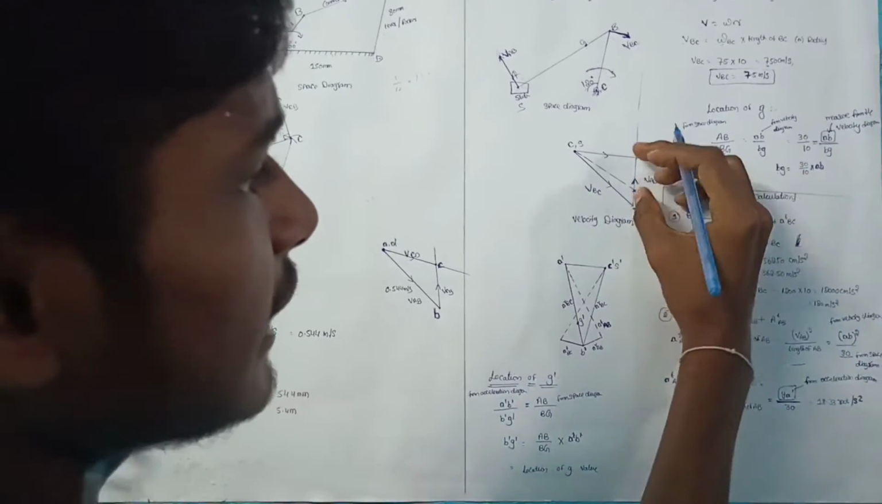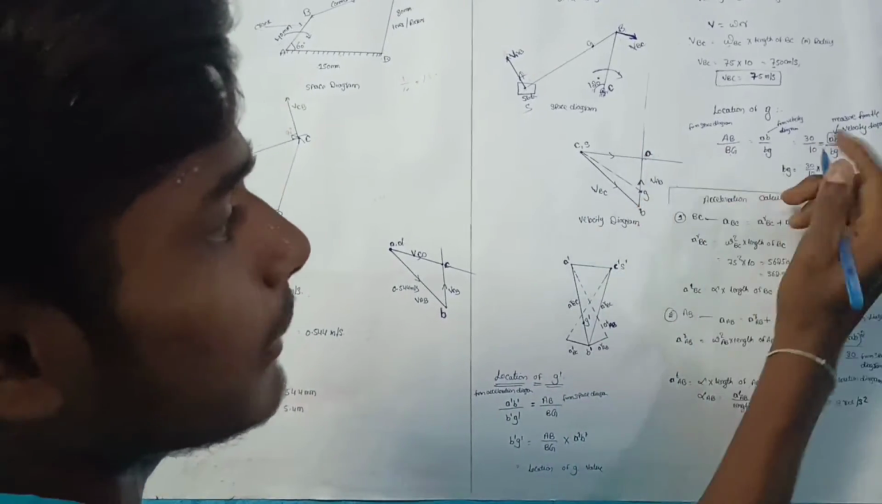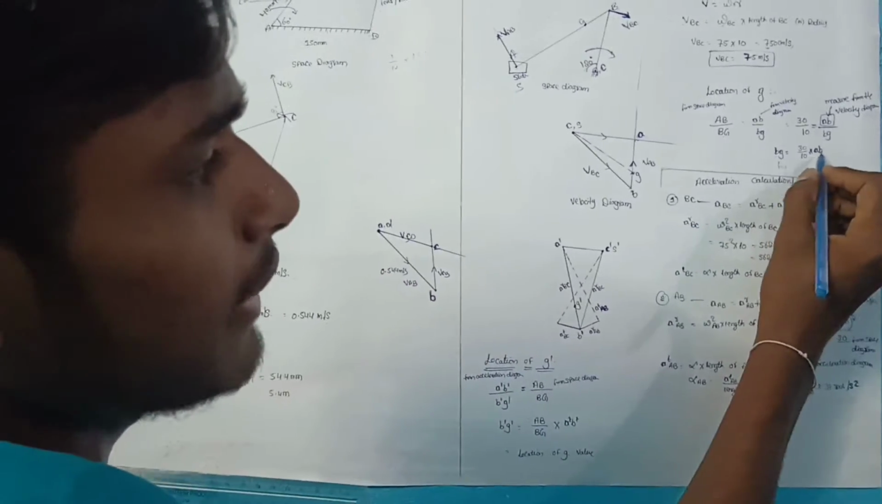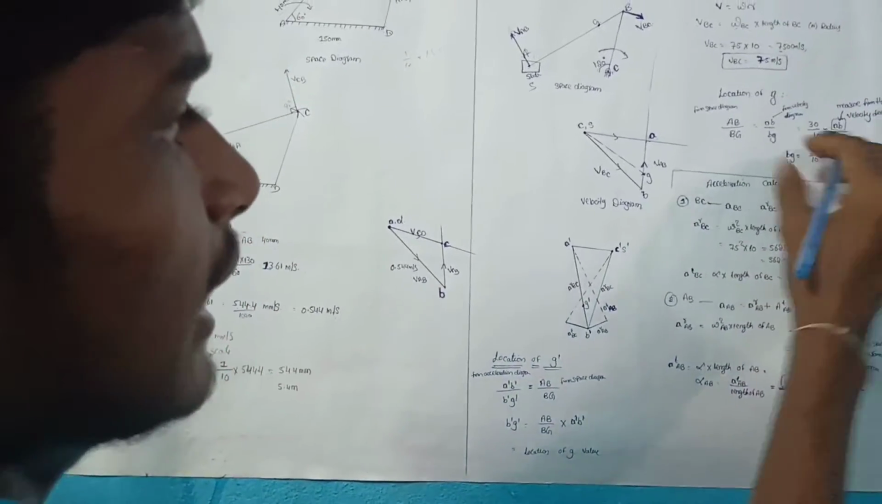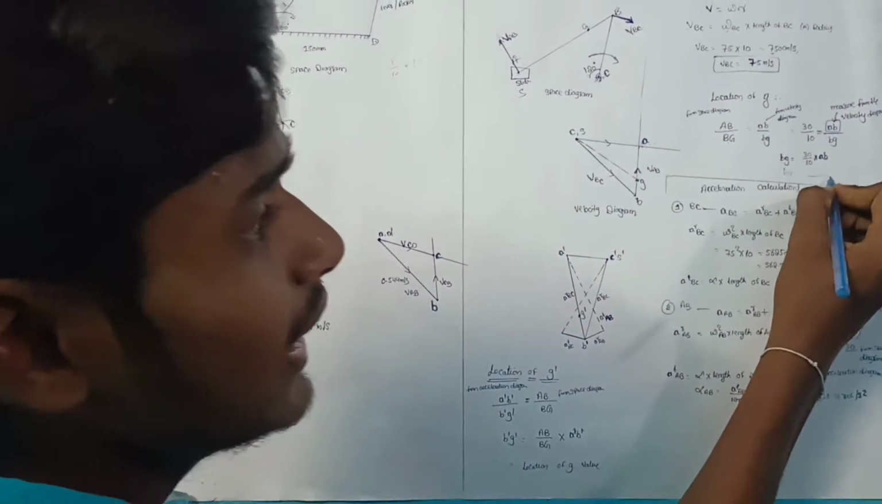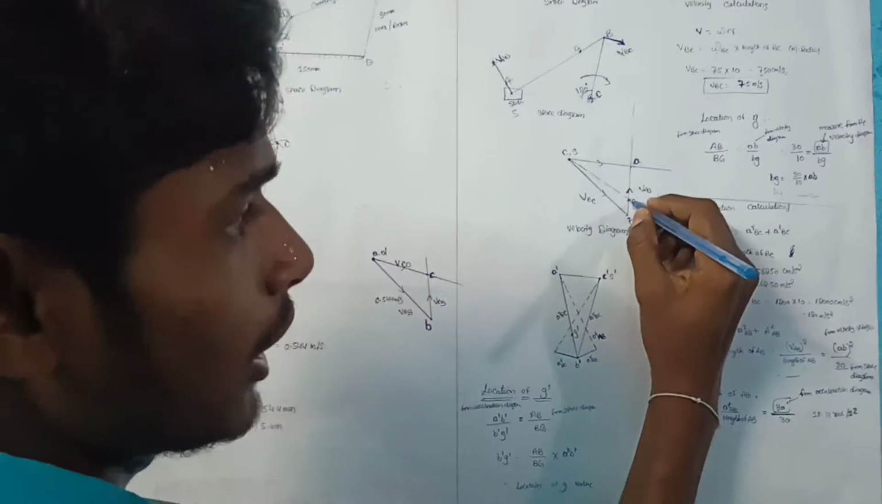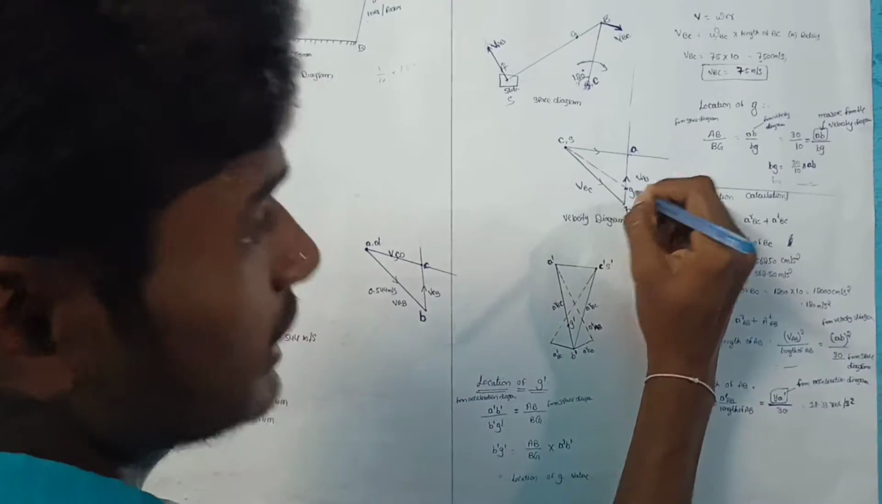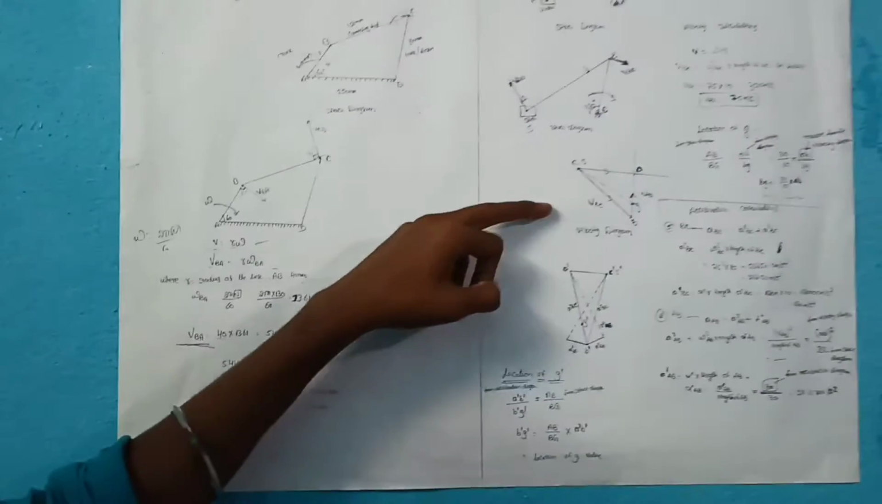AB is nothing but the length measured in the velocity diagram. So this is a length. If you substitute in the calculator, we get some value here. This is the distance from point B to G. Whatever answer we get, that much length we can measure and mark here as a point. That is the location of G here. So now we have completed the velocity diagram.